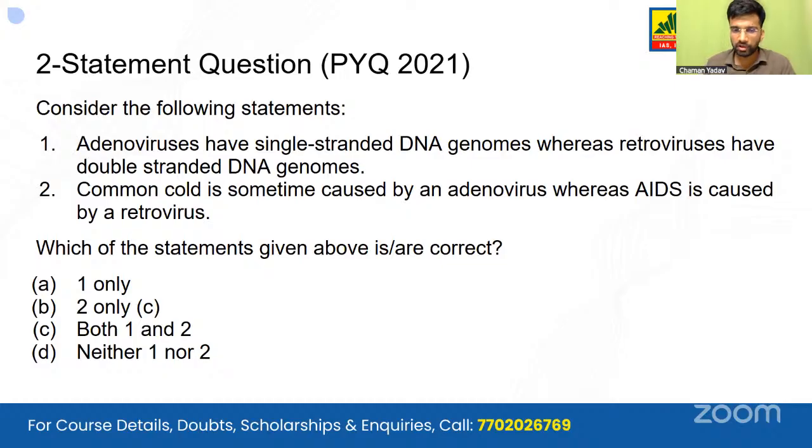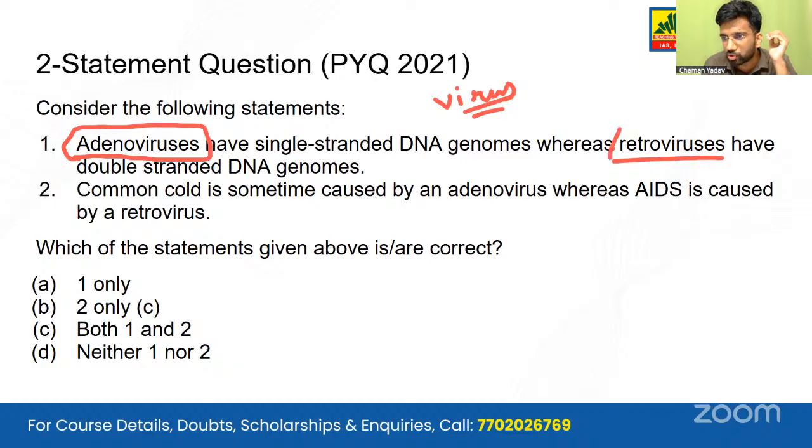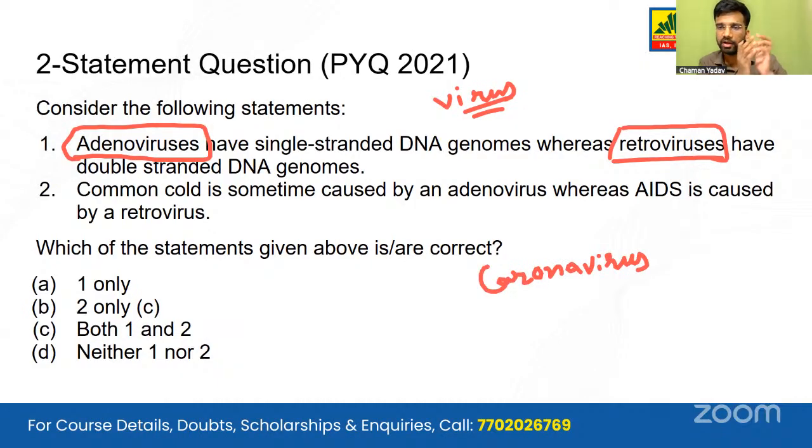Now, again in 2021, because the COVID crisis was in the news, the coronavirus was in the news, a virus-based question, just a theoretical virus-based question, was asked. We are asked about adenoviruses and retroviruses. These are two types of viruses that are found. Coronavirus is also a family of viruses. We also have rhinoviruses. So these are different virus families.